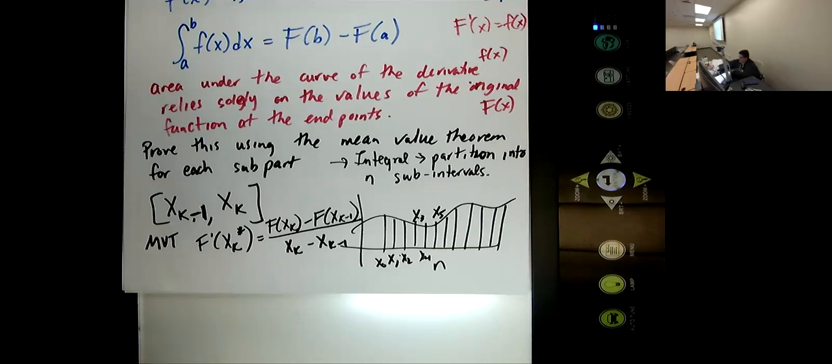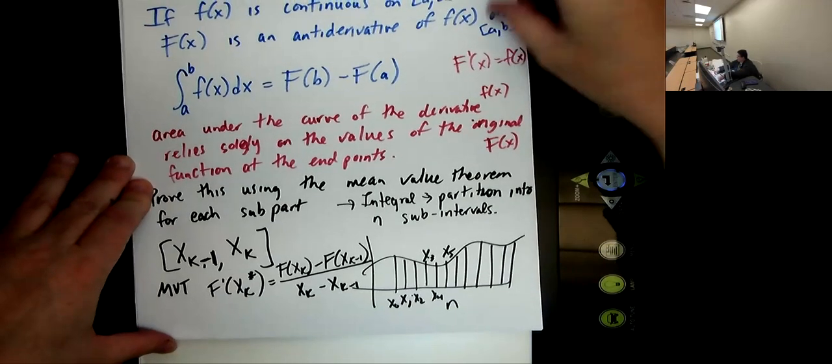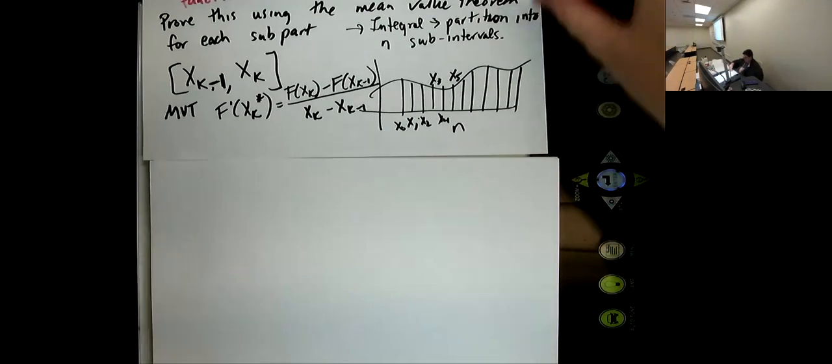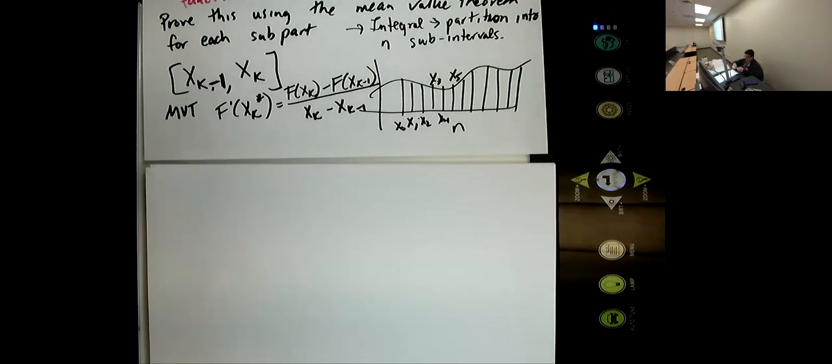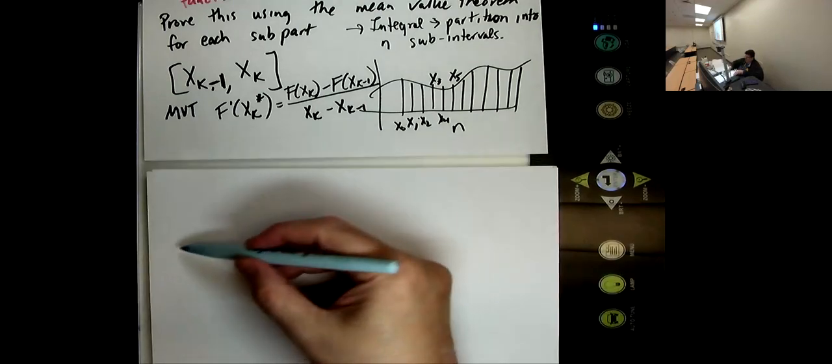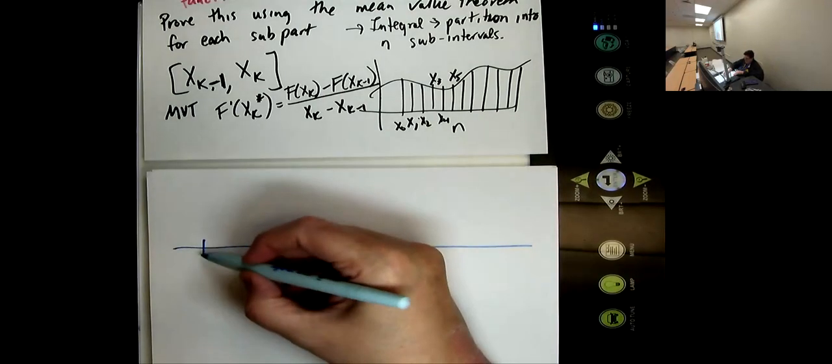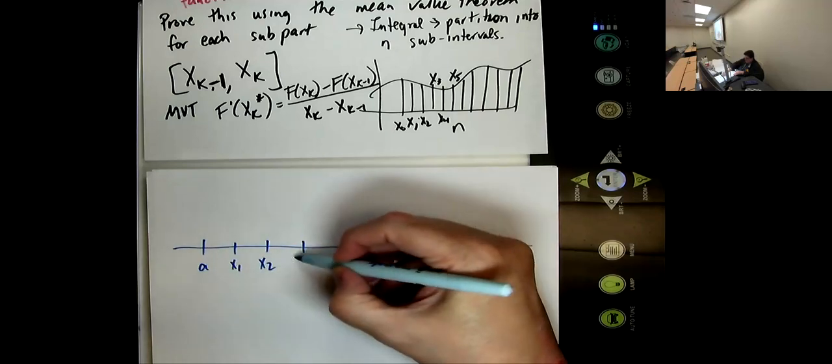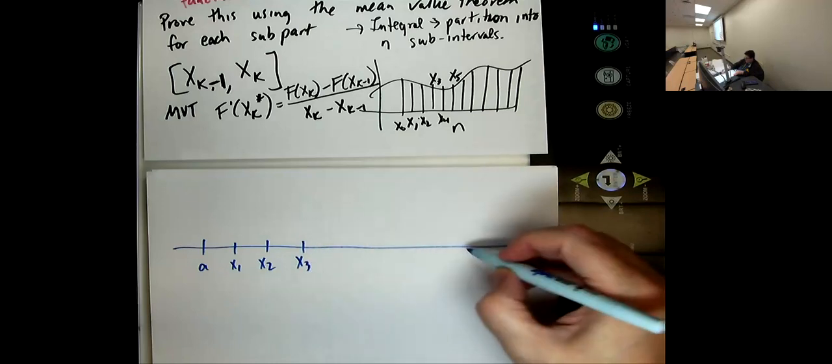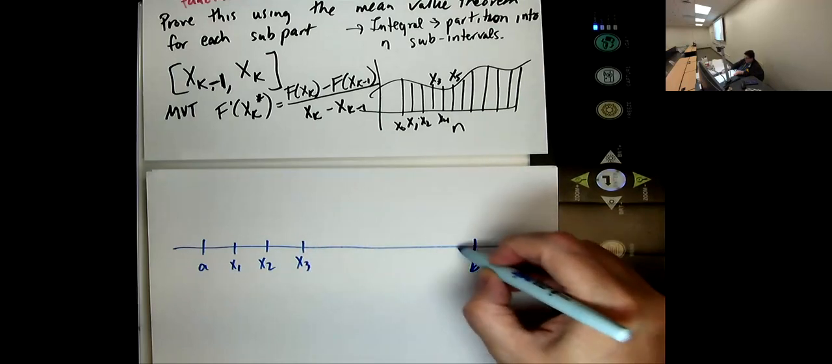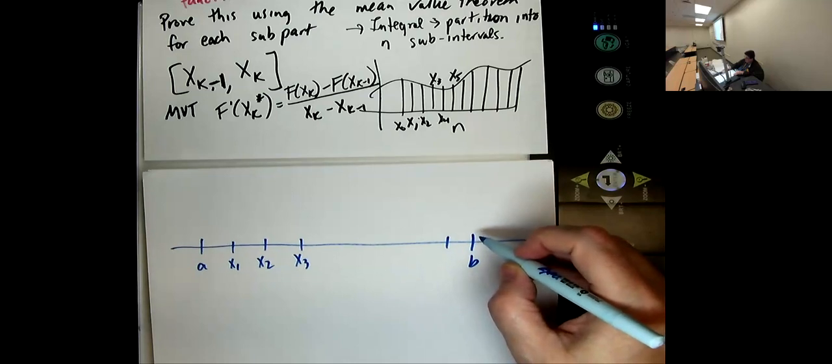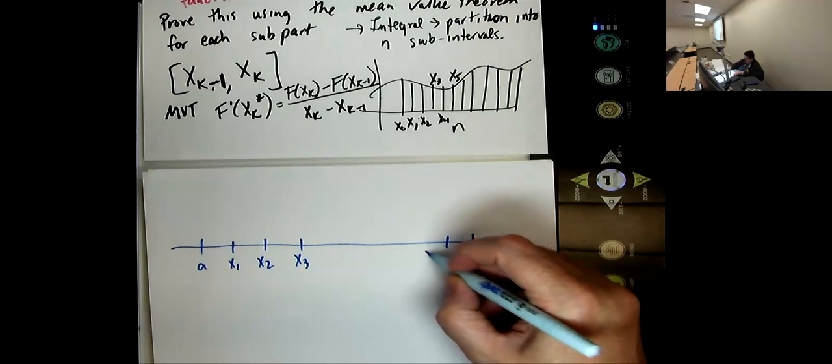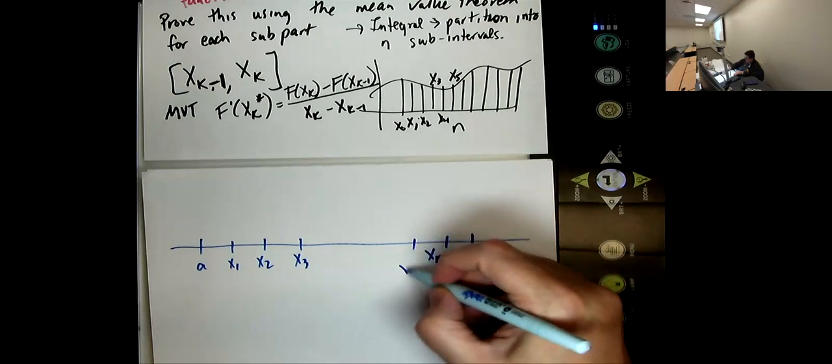But let's show what this looks like if we write out the curve. So my line underneath, it starts at A, then I have x1, then I have x2, then I have x3, and then I have B. This is n minus 1, x sub n minus 1, x sub n minus 2.